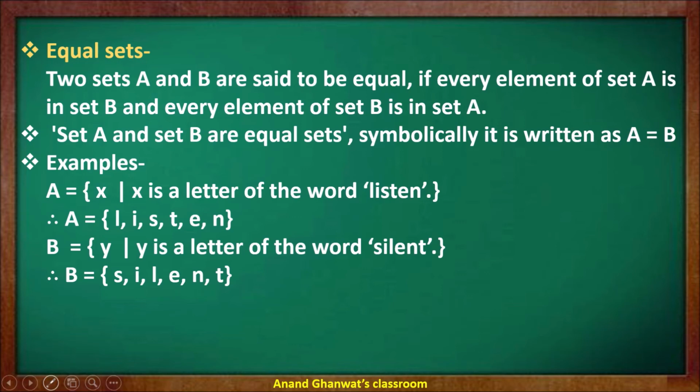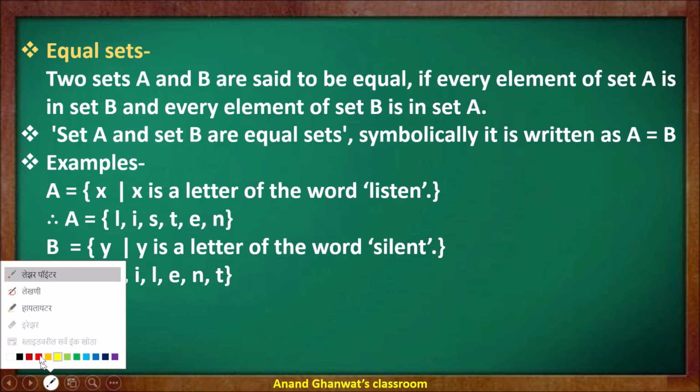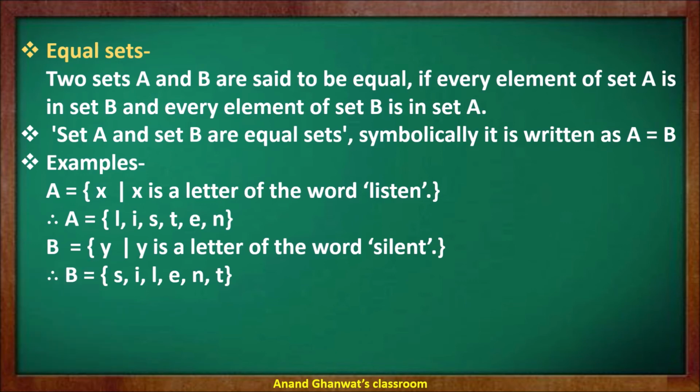Now compare set A and set B, which are written by the listing method. In set A, L is present, it is also present in B. I is present in set A, it is also present in set B. S is present in set A, it is present in set B. T is present in set A, it is present in set B. E is present in set A, it is present in set B. N is present in set A, it is present in set B. S is present in set B, it is present in set A. I is present in set B, it is present in set A. L is present in set B, it is present in set A.